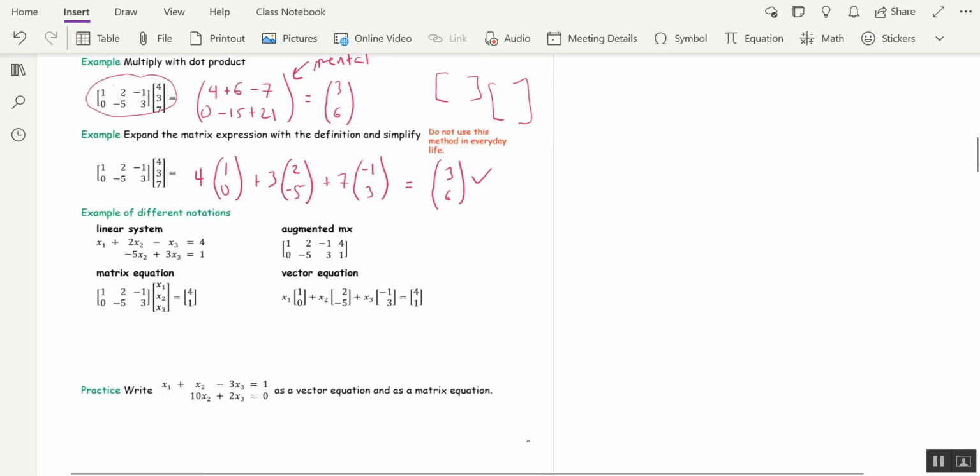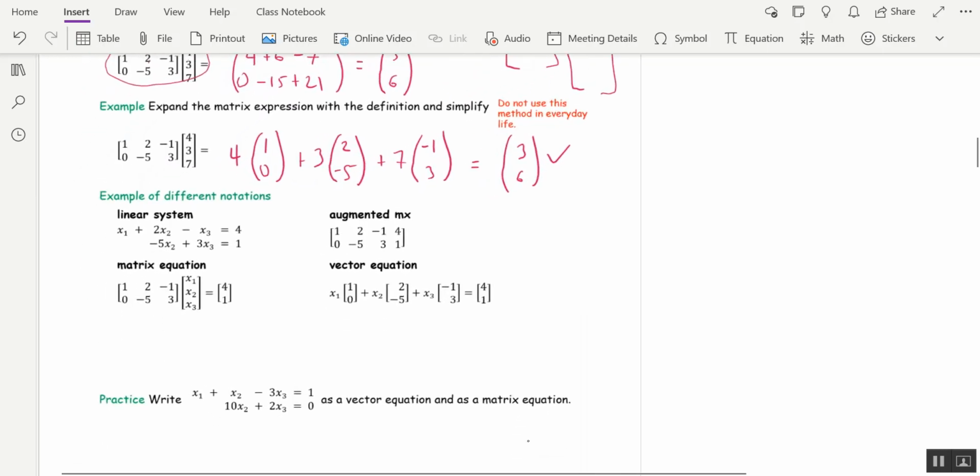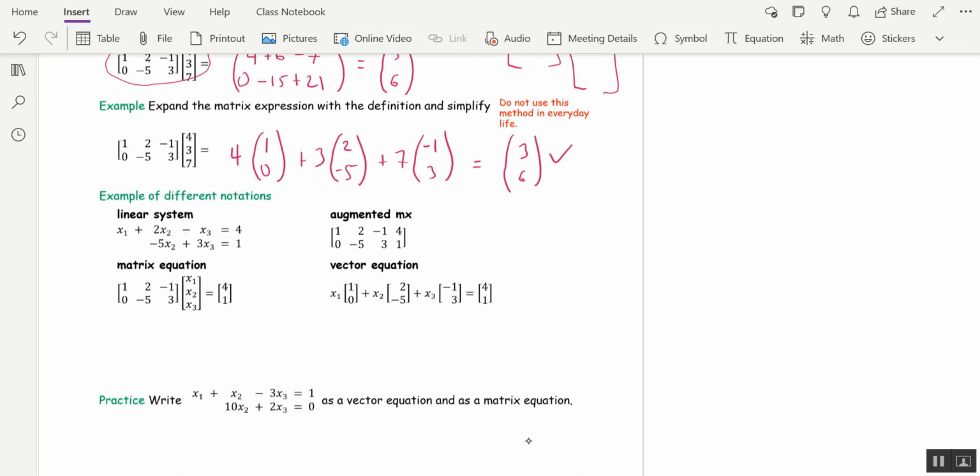So let's look at the different notations we have at this point for linear systems. Here's a linear system right here. We know how to get the augmented matrix of that linear system. We just pull off the coefficients, and then this far right column is the answer column. And so that's another notation. We can write that as a matrix equation also. So this is the matrix equation for this linear system.